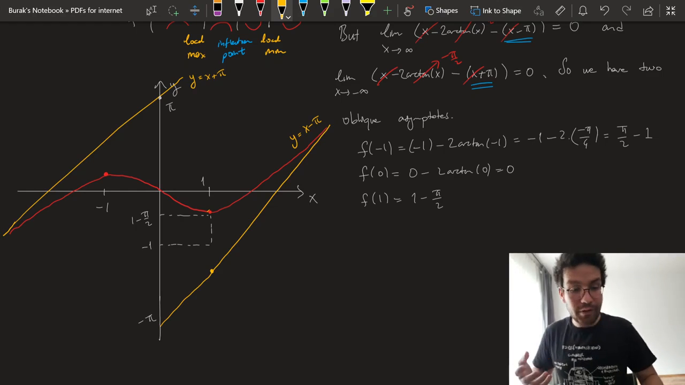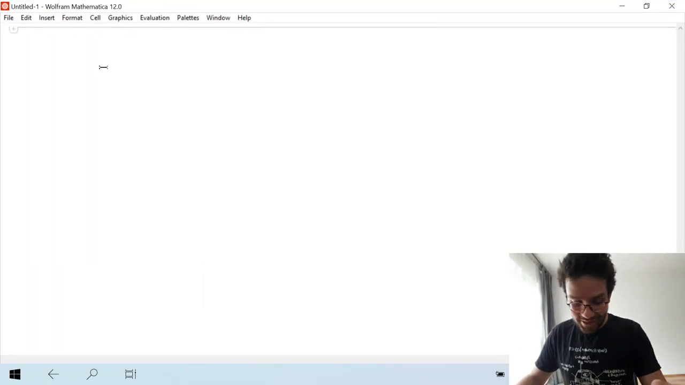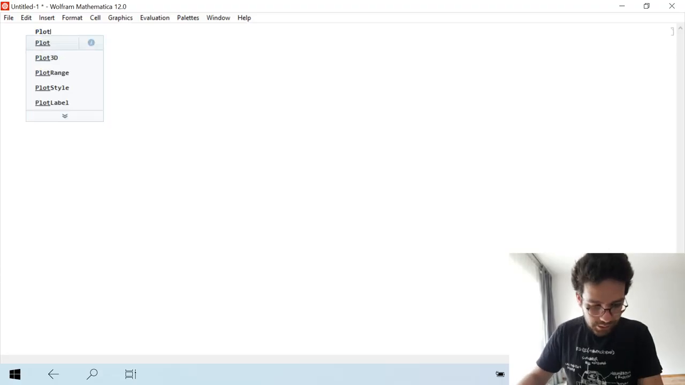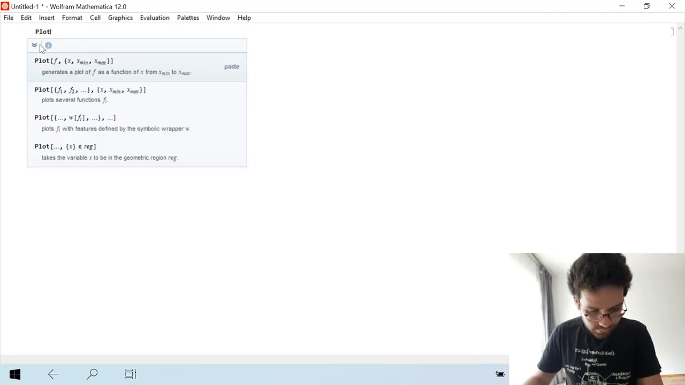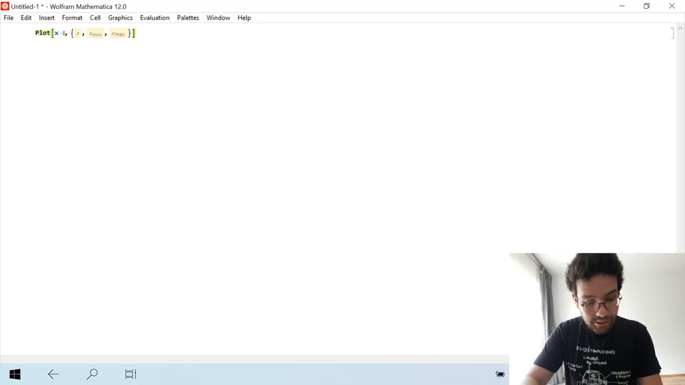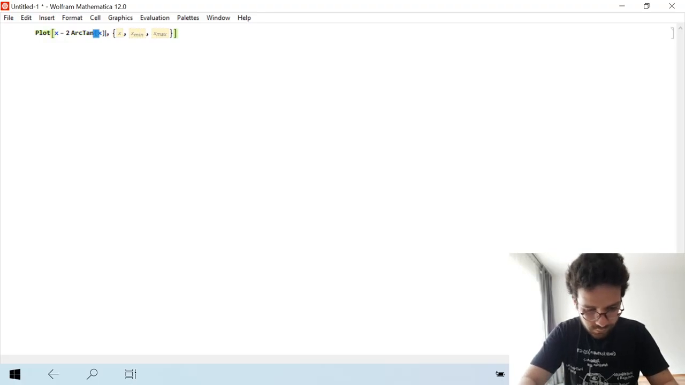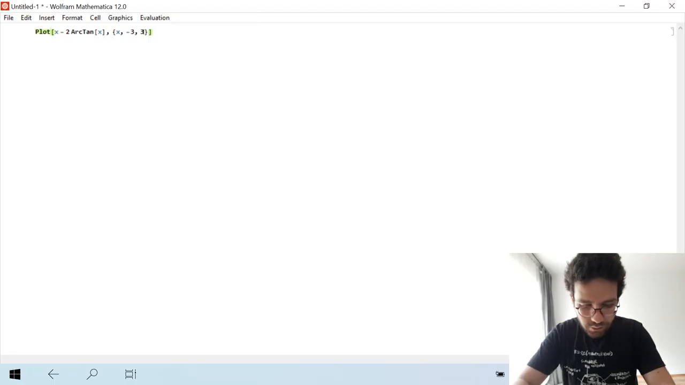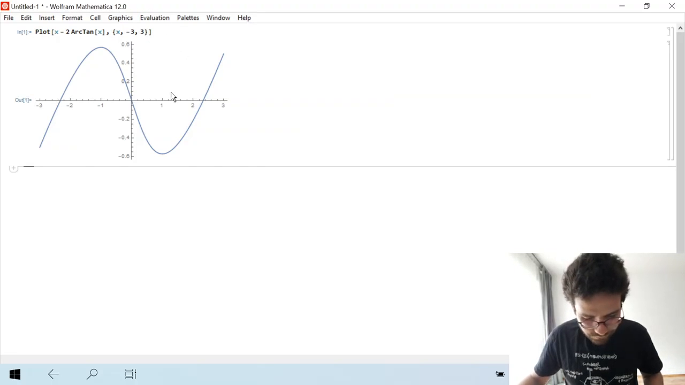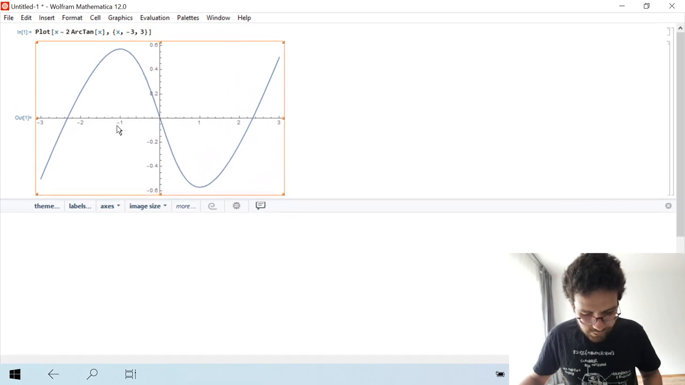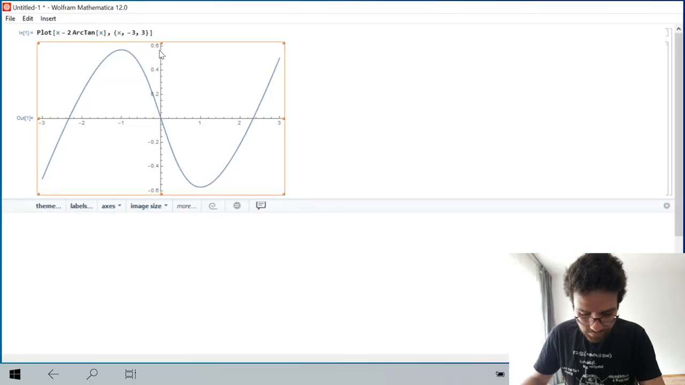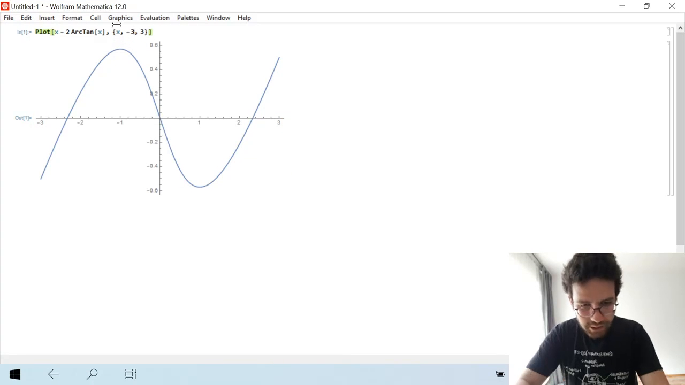Now let me show you a more accurate picture from Mathematica. Plot x minus 2 arctangent of x, and let's change x between -3 and 3. Okay, so you see this shape which we also got. But I want you to see the asymptotes, so I think I need to do the following.